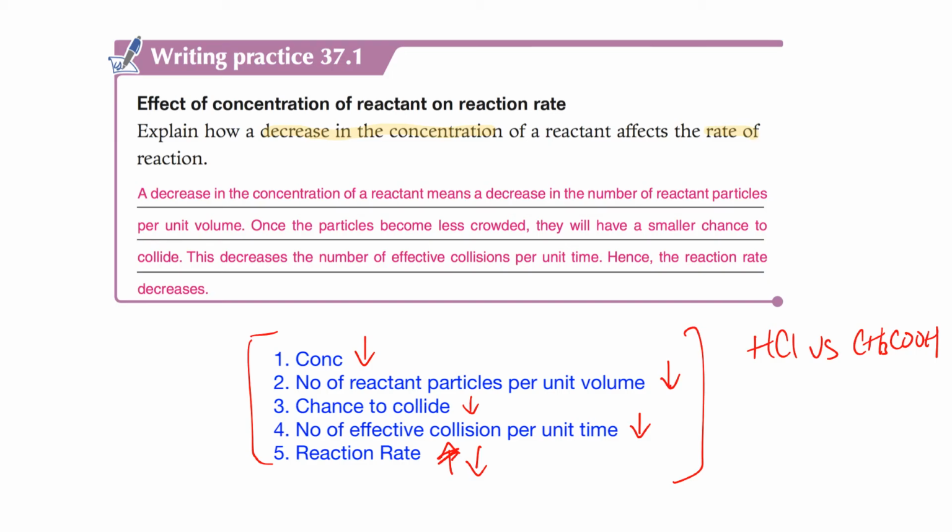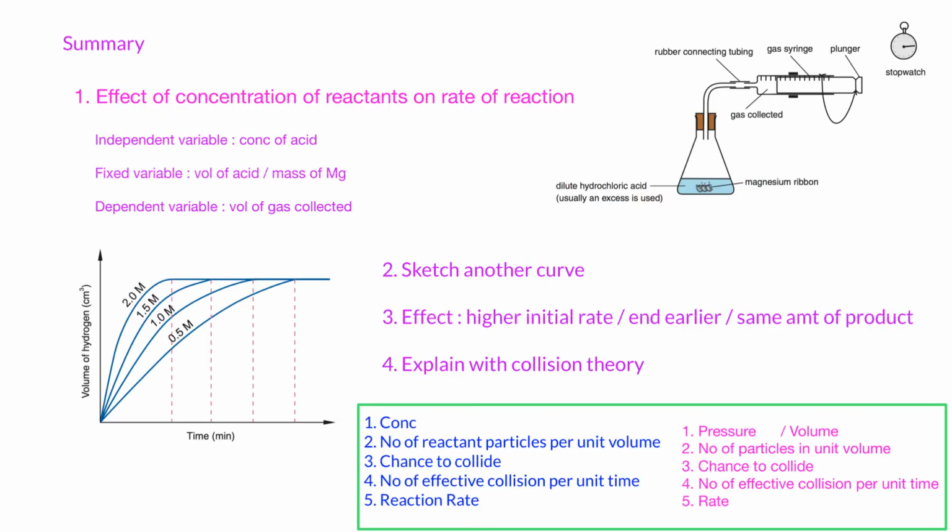If you think that you need a more detailed one, this process or this flow has to be used. To summarize the video, we have learned that to study the effect of concentration of reactants on rate of reaction, we can use a setup like this. In the process, we are changing the concentration or molarity of the acid, and we have to keep the volume of acid and mass of magnesium the same. What we're going to measure is the volume of gas produced. And we may need to sketch another curve. That means if I give you 1 M, you may need to sketch 2 M or 0.5 M.